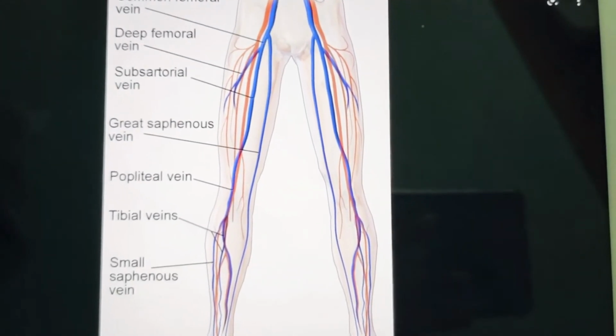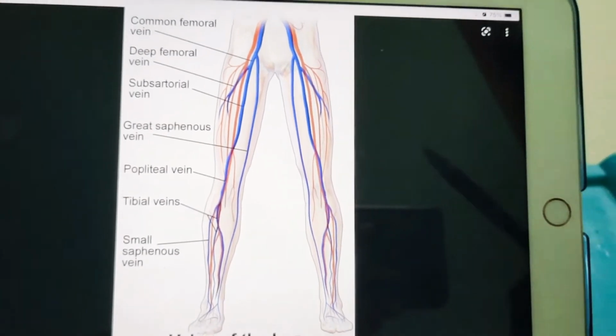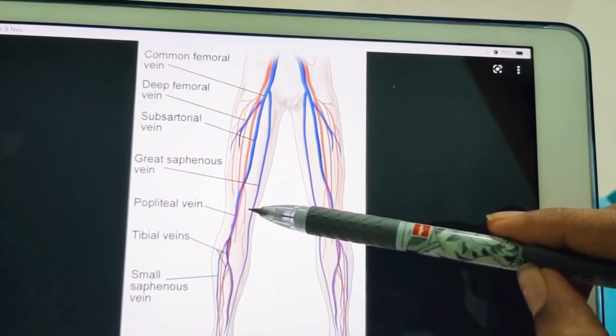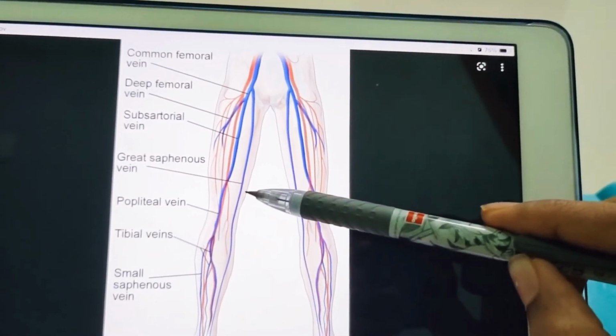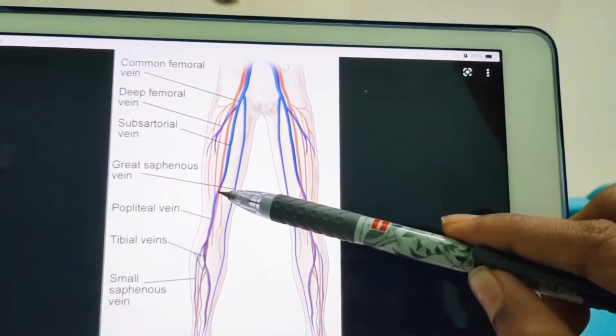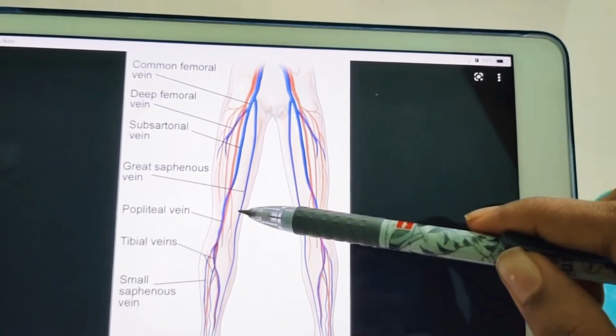Today in this video we are going to discuss the femoral vein and also the femoral nerve. The femoral vein starts from the popliteal vein. It begins as an upward continuation of the popliteal vein at the lower end of the adductor canal. Actually, somewhere over here will be the adductor canal. So at the lower end of the adductor canal the femoral vein begins, right?